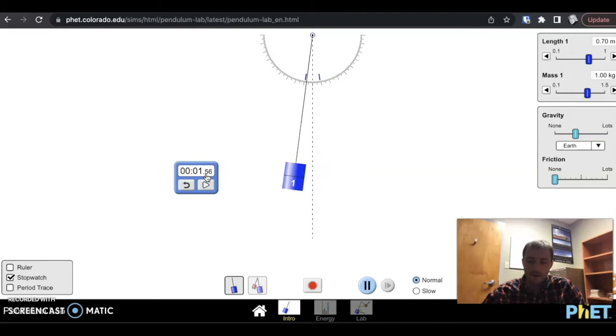One way to address that is that rather than measuring the period for one swing, you could measure the period for, say, 10 swings, and then divide that by 10, and that'll help. But there's another thing that you can do here.